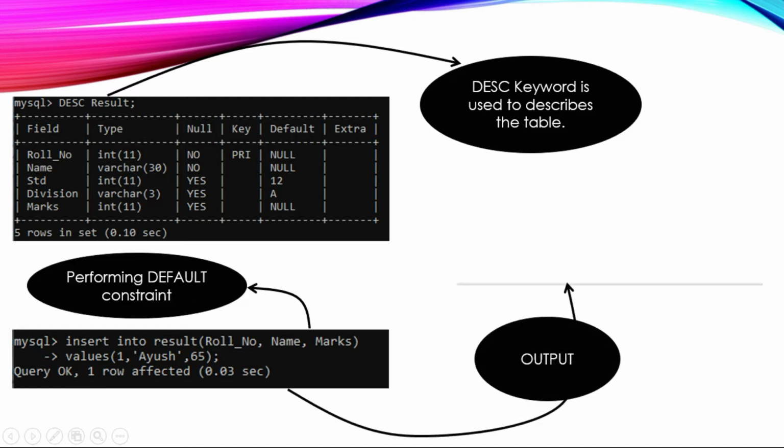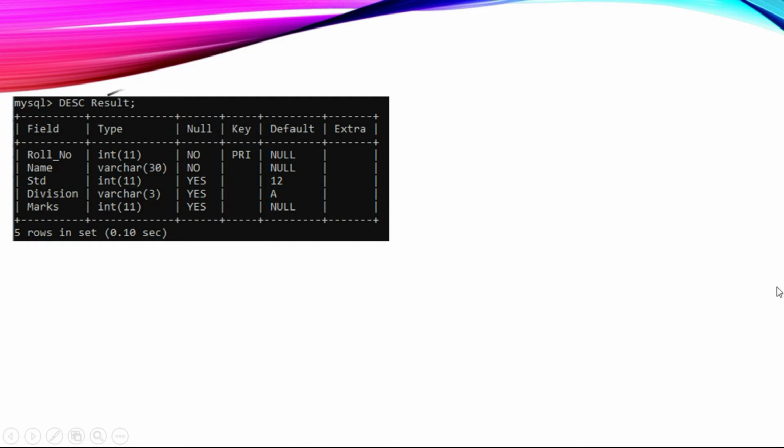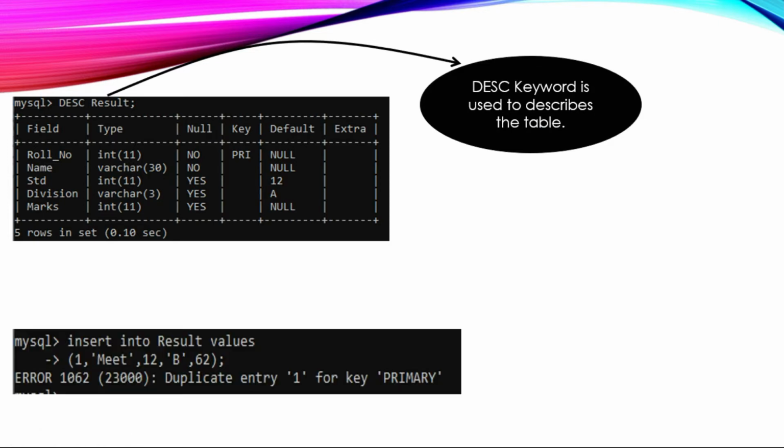So here in the output you can see I have inserted only 3 values, but in my output I can see the whole table, that is 1 Ayush 12A. So here this 12A is nothing but the default value of the table. Again I'm going to use DESC to describe the table. Then here there is one query, insert into result 1 Neath 12B 62.